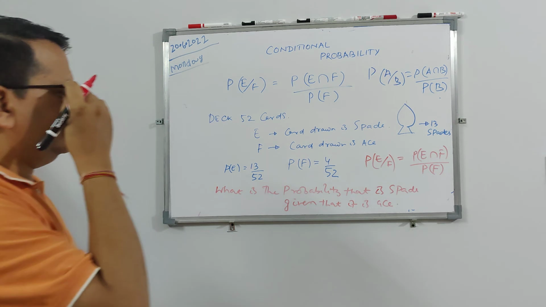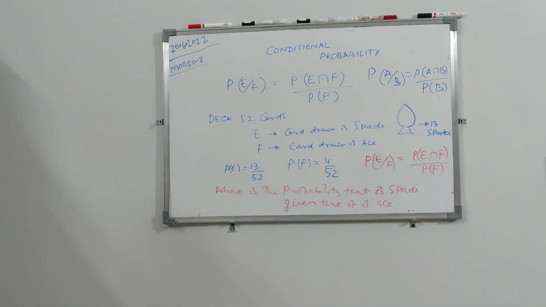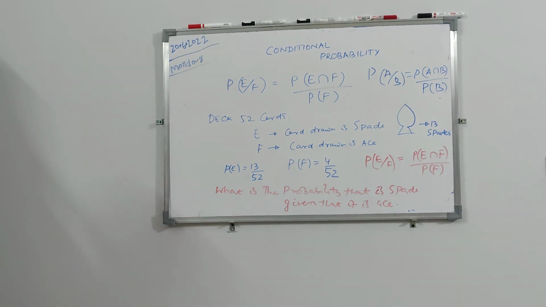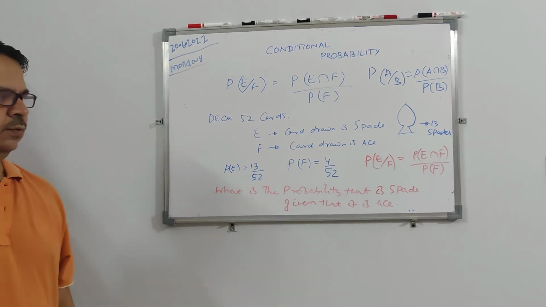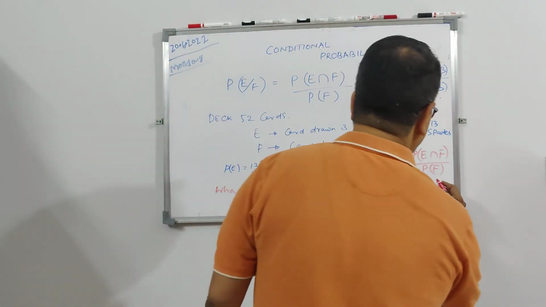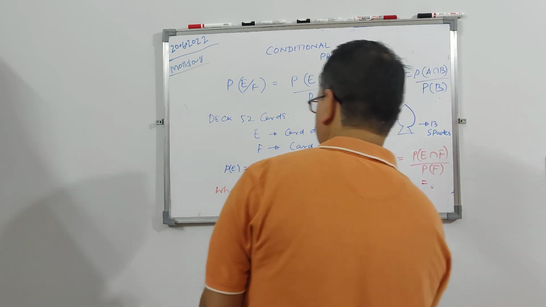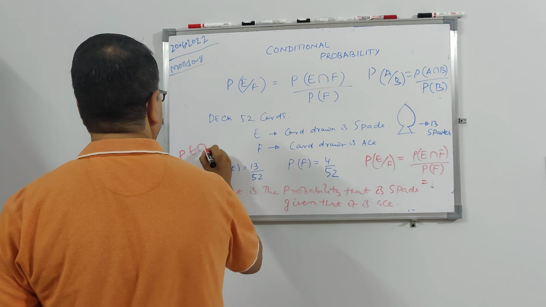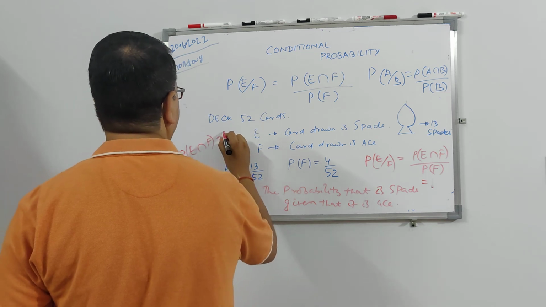So now what is E intersection F? E intersection F will be only 1 by 52, because you can have only 4 aces. Out of 4 aces, only one is a spade. Only one can be the Ace of spades. So it will be 1 by 52, right? So 1 by 52 is your intersection. So we can say the probability of E intersection F is equal to 1 by 52.